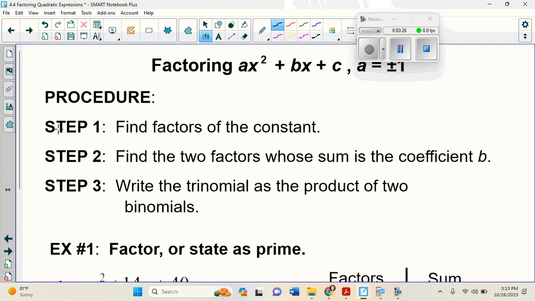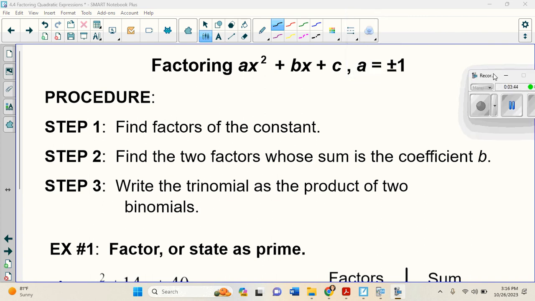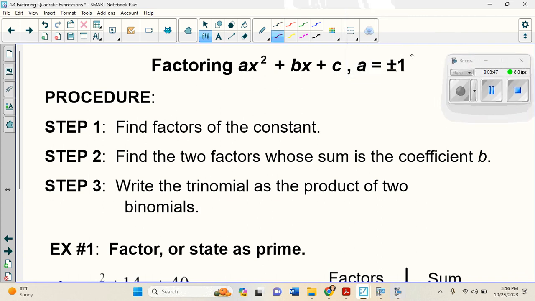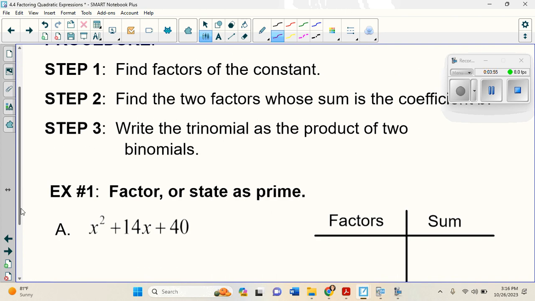Here are your steps that are already written in your notes. We're going to find the factors of the constant, find the two factors whose sum is the coefficient b, and write the trinomial as the product of two binomials. This is only when a is either positive or negative 1. So when you're looking at ax squared plus bx plus c, this is only for when a is 1.